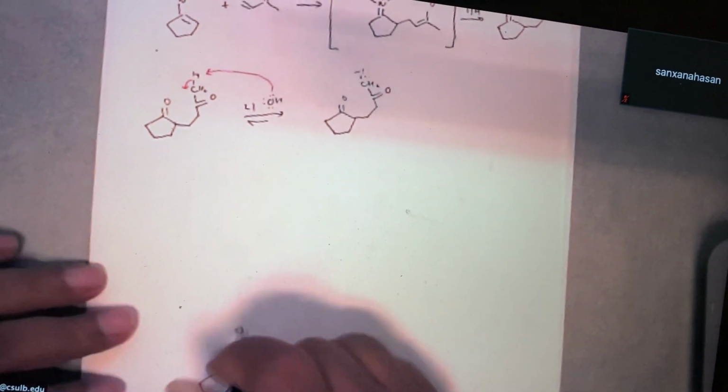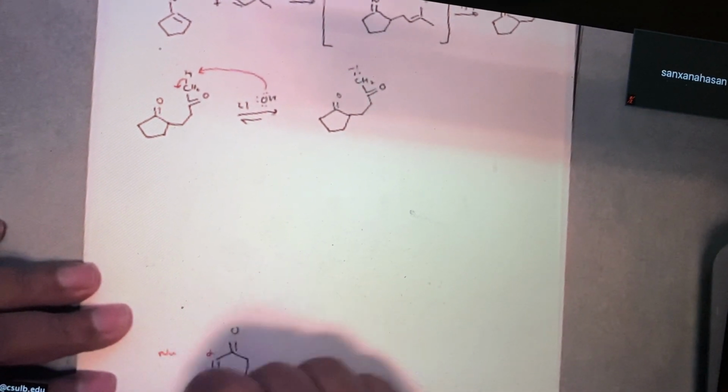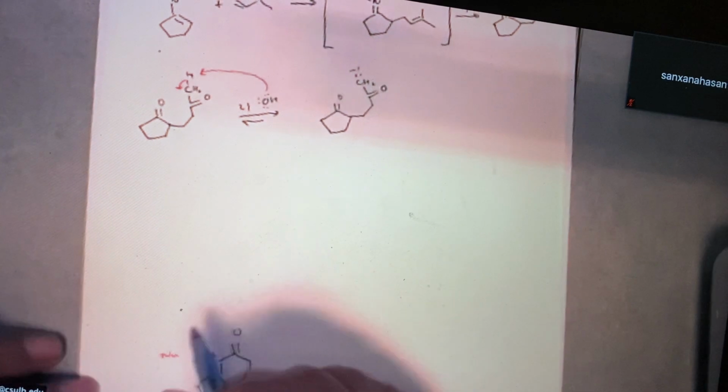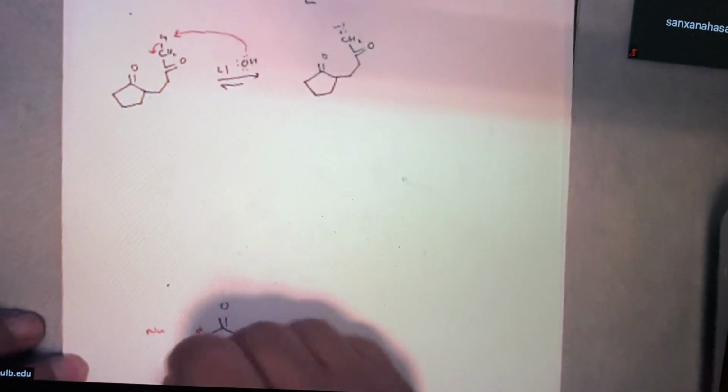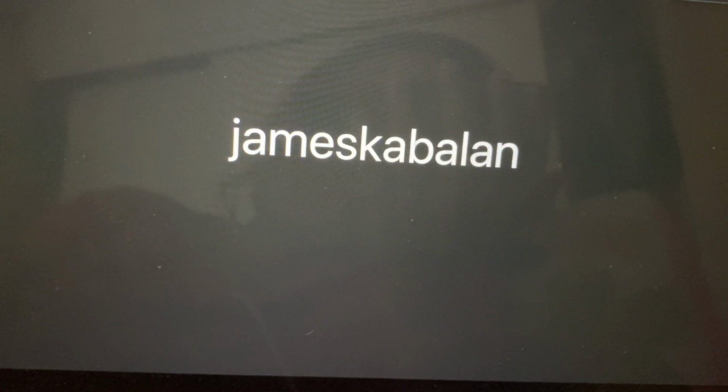Okay? Whenever you have an alpha beta unsaturated carbonyl, this is always my alpha position, which is nucleophilic. This is always my beta position, which is always electrophilic. Okay? So in other words, the bond that I'm going to be making is this bond here.